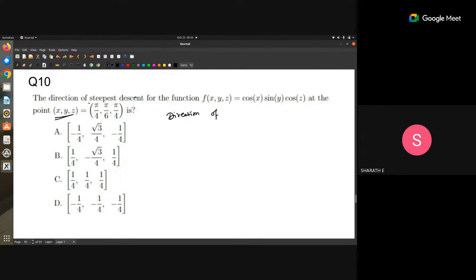Steepest descent. Descent because it's negative. Negative gradient. So the direction of steepest descent is minus del f of x.